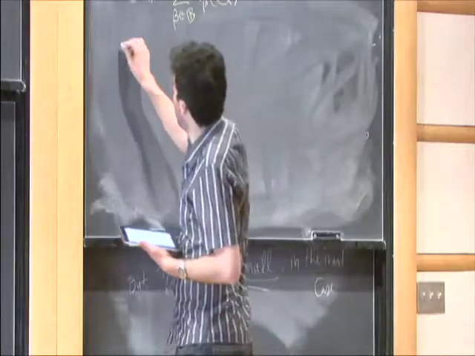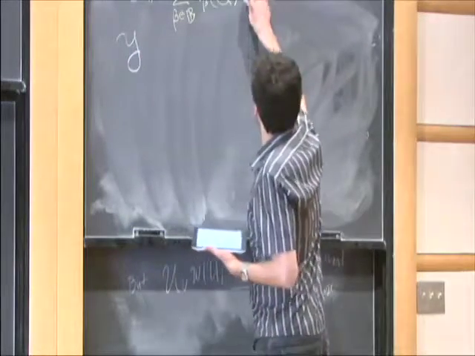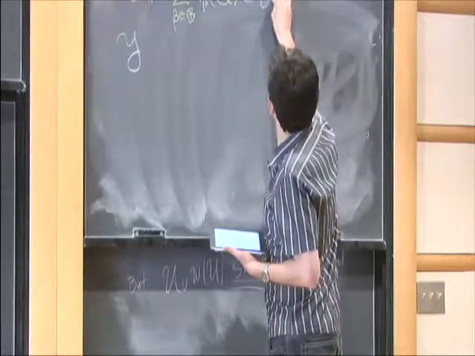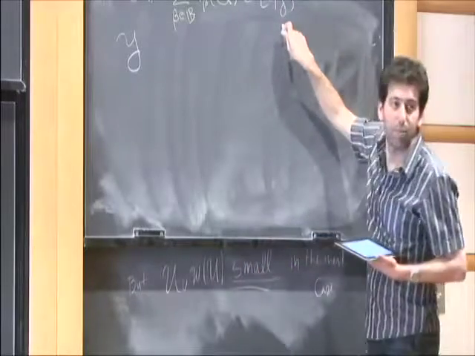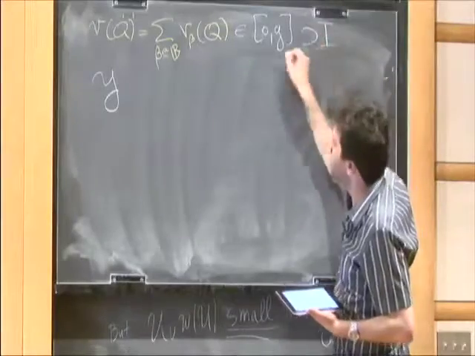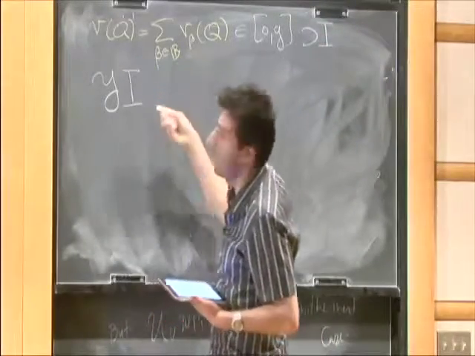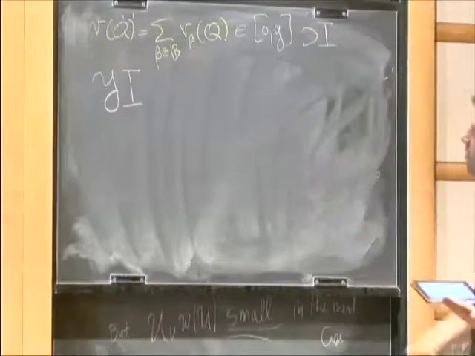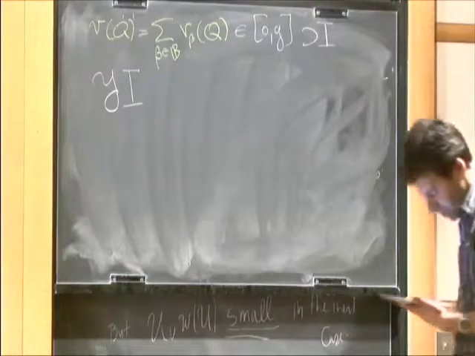Whenever I have this, it belongs to [0, g], if g is the dimension, it goes from 0 to g. And if I have an interval inside this, then something like this makes sense: everything whose valuation V belongs to that interval.